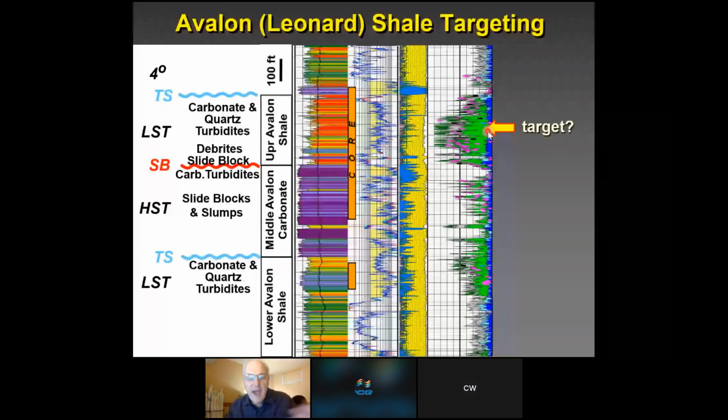But my question back to the completion engineers is, if we drill that, aren't we going to leave behind all that oil? And they said, yeah. So my question to them was, well, can't we just target the intervening high stand with all these slide blocks and slumps, poor porosity, but maybe just frack the bejesus out of it, frack up, frack down.